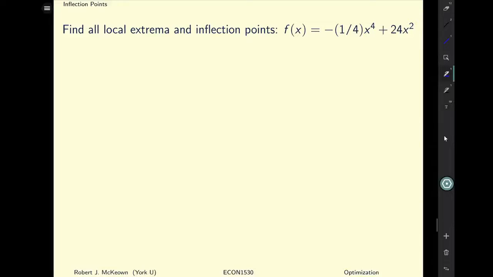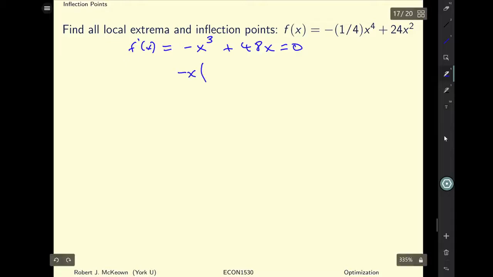All right, let's work through this example together. First, let's find the local extrema. So I want to take the first derivative, and the first derivative is going to give me negative x to the power of 3 plus 48x, and that's going to be equal to 0. Then I want to do my best to factor this thing out, and I can do that by factoring out a negative x.